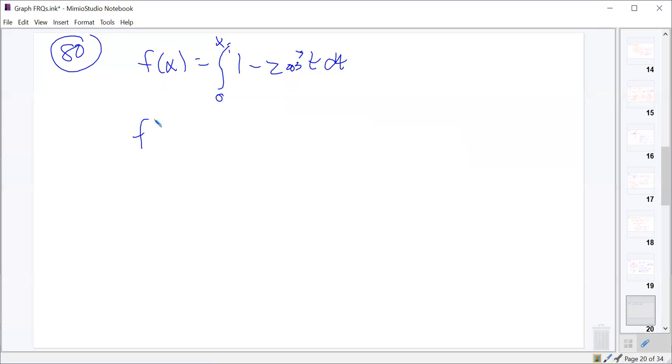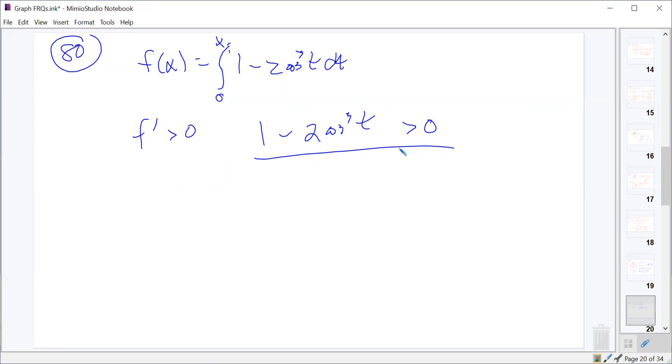So f is increasing if f prime is positive. And so we'll look for when the derivative of this is positive. The derivative is 1 minus 2 cosine cubed t, since it's the derivative of an integral from a constant to x. We just want to know when that is greater than 0. So you'll just graph this function and see when it's positive. Find the x-intercepts of this function. And then anytime it's positive between 0 and 2 pi should be your answers.